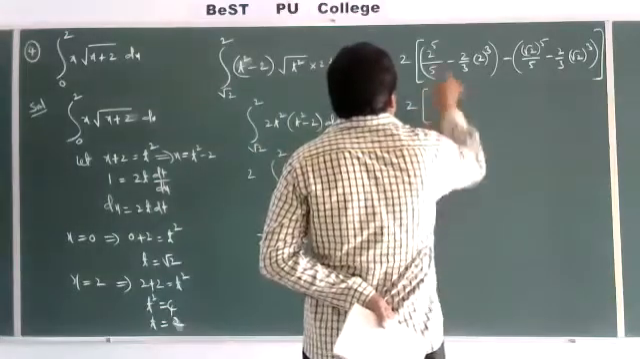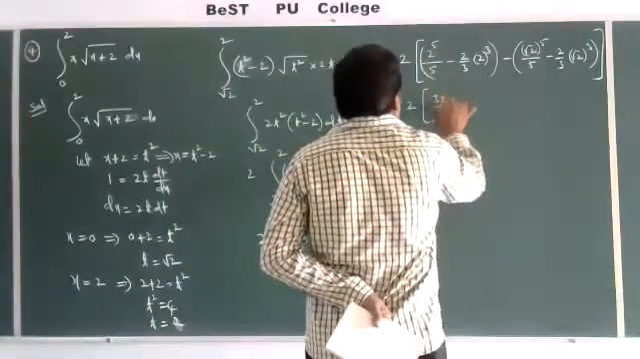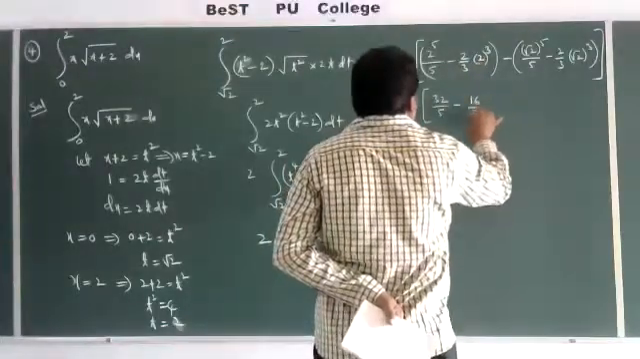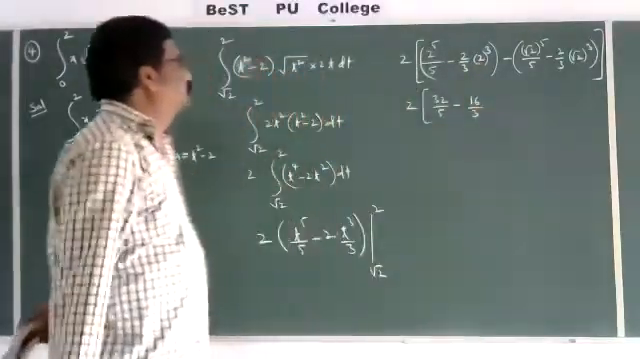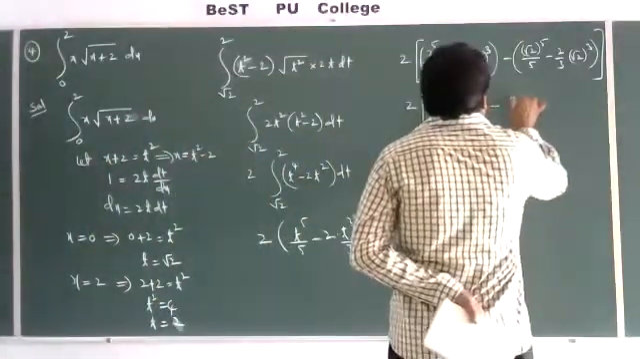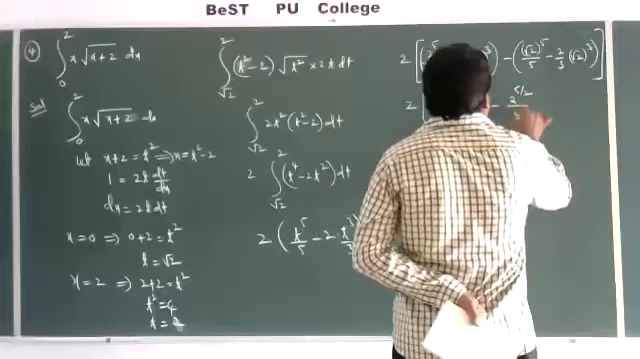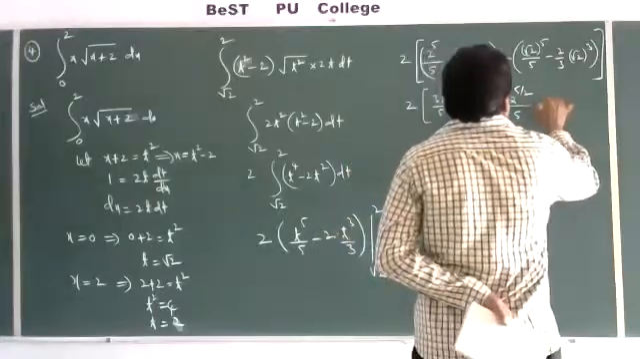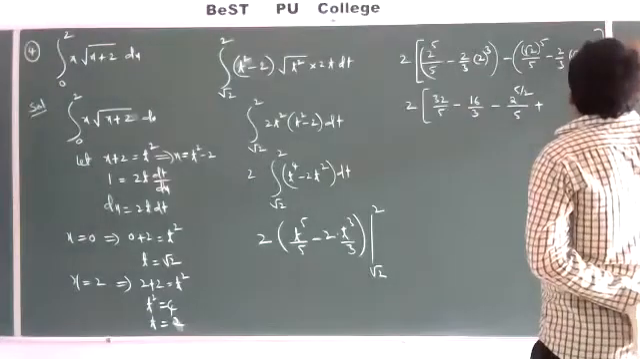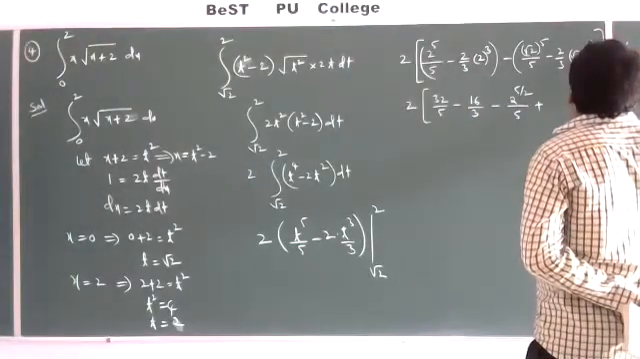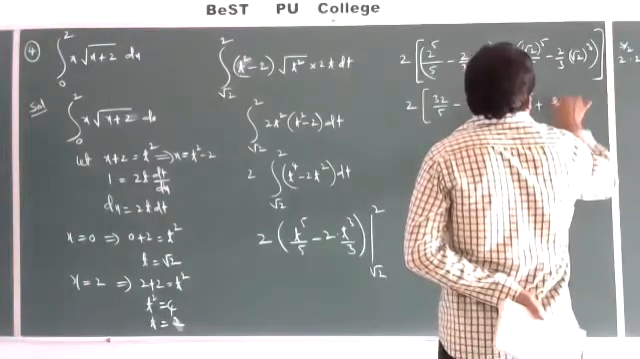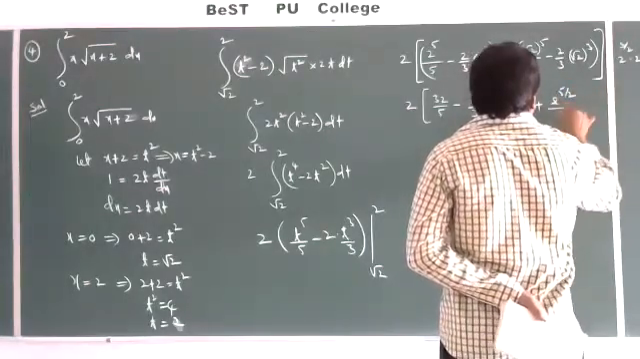That is 2 into 2 to the power of 5 is 32 by 5 minus 2 to the power of 3 is 8, 2 into 8 is 16 by 3, minus 2 to the power of 5 by 2 by 5 plus 2 power 3 by 2 by 3. 2 power 3 by 2 into 2 power 1 is 2 power 5 by 2, so 2 power 5 by 2 by 3.